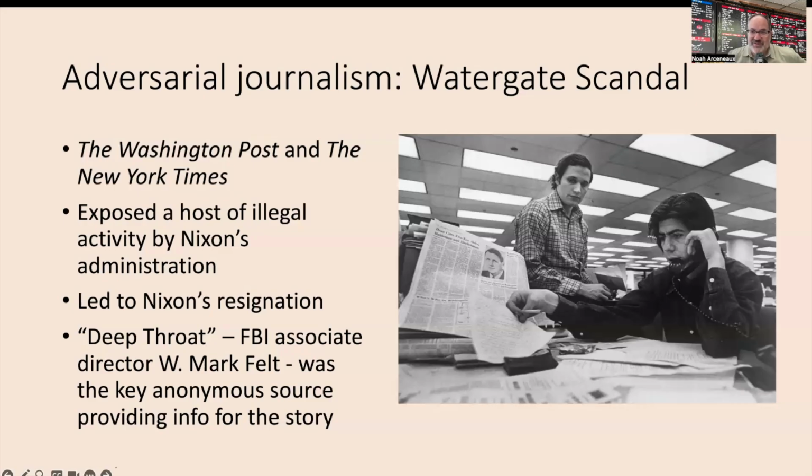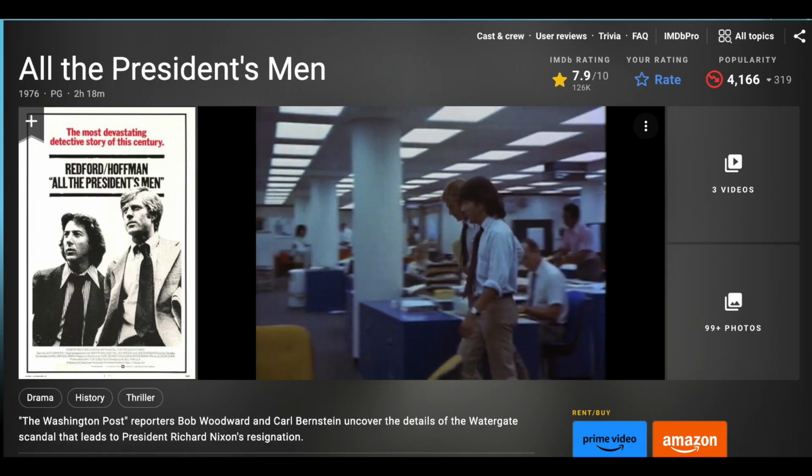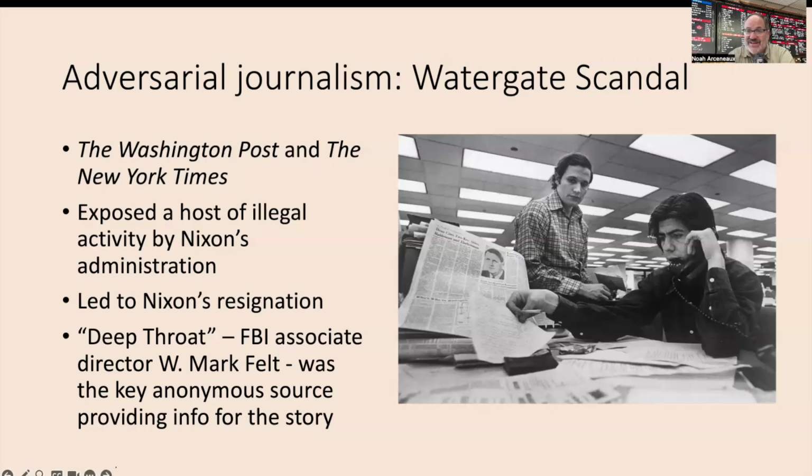Woodward and Bernstein worked for the Washington Post. There's a famous dramatization of their work. It's called All the President's Men, a big hit movie. If you have time, you should probably watch it. It's pretty good. And yeah, President Nixon resigned, the only president in U.S. history so far to resign because of everything that had been exposed.